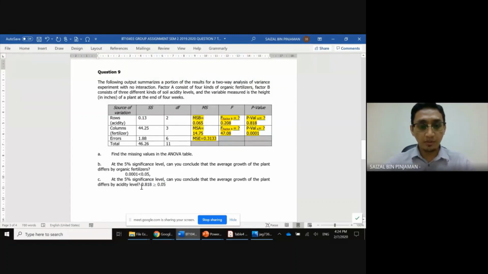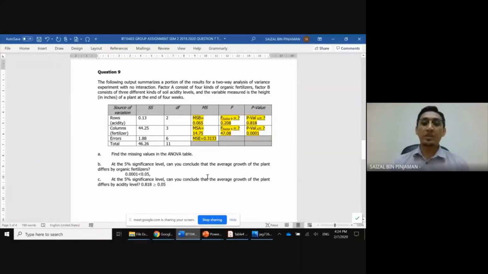Since the p-value is larger than the significance level, we do not reject the H null. Since we do not reject the H null, we cannot conclude that the average growth of the plant differs by the acidity level.